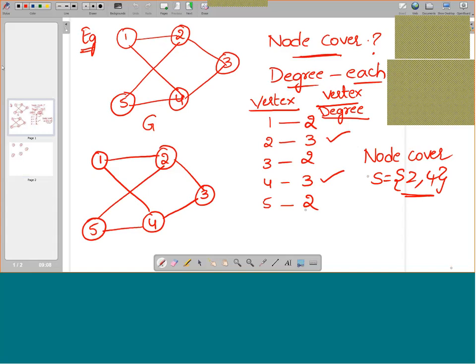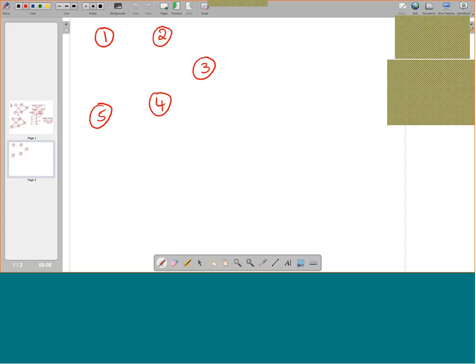So first I will take 1 and check what edges can we draw. For 1, what is the degree? 2. That means we can draw only 2 edges: 1 to 2 and 1 to 4. So here S equal to, first I am considering 1.